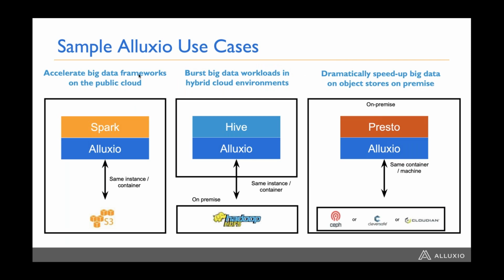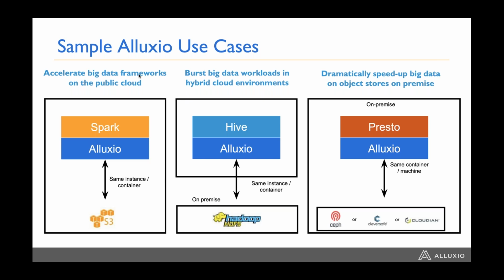We'll talk about some of the sample Alluxio use cases, some of the ones we're known for and that you might find useful in this combination. The first one we're going to look at is accelerating big data frameworks in the public cloud. In this example, which is probably not the best example for a Presto webinar, we have Apache Spark and Alluxio running in combination to accelerate work for data that is coming off S3.